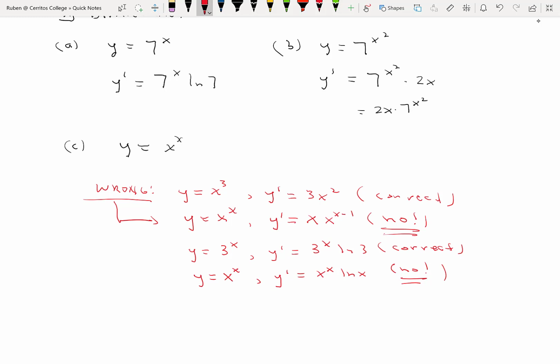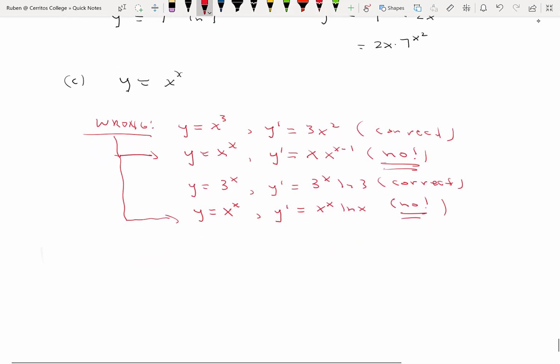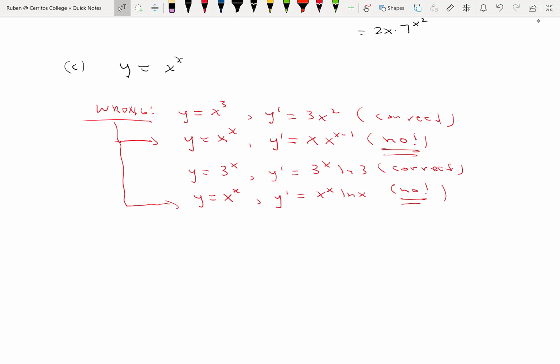So this is different than both of our previous interpretations of how to take the derivative of functions where either the base is constant and the exponent is variable, or vice versa, the base is variable and the exponent is constant. Okay, so we have to be a little careful with this one. So how do we take the derivative of a function raised to another function? Well, the answer is easy to state. We use logarithmic differentiation.